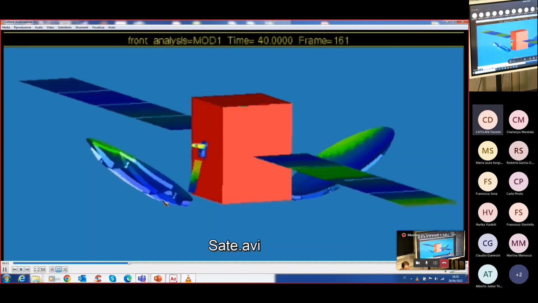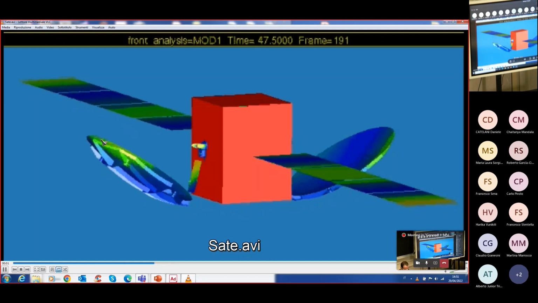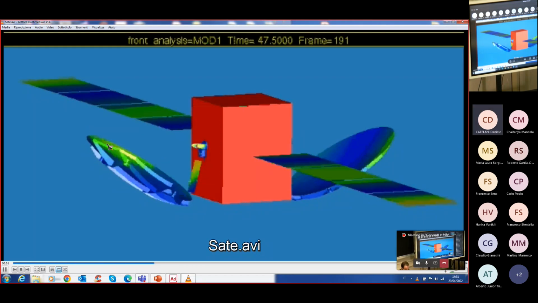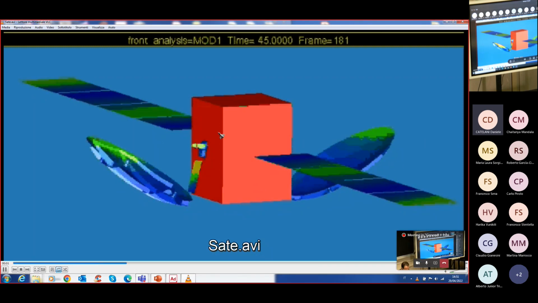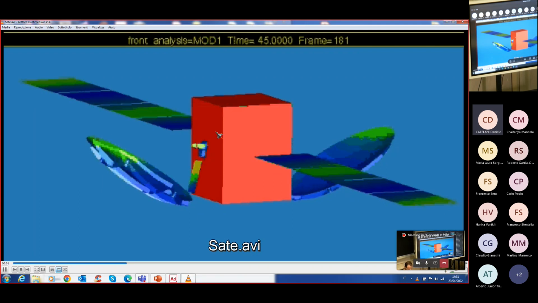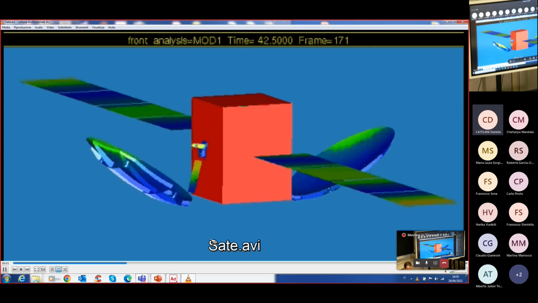Okay, it's starting. You see, during the deployment, you see variation of colors. It means variation of deformation and stress along the flexible bodies. This movie is very old. It is a movie of 30 years ago, but the idea is evident.